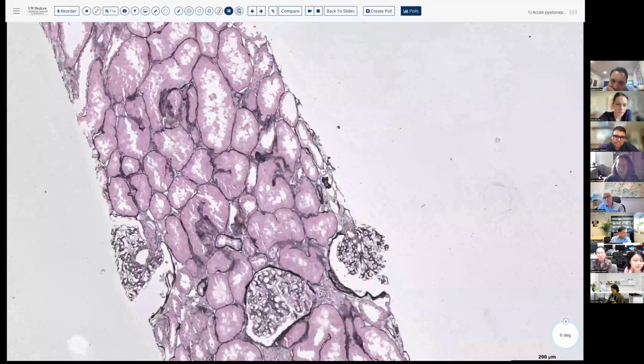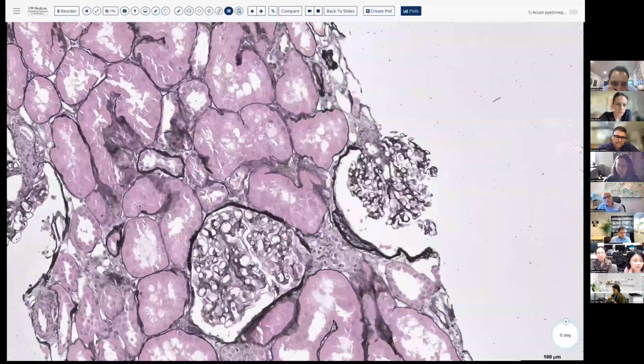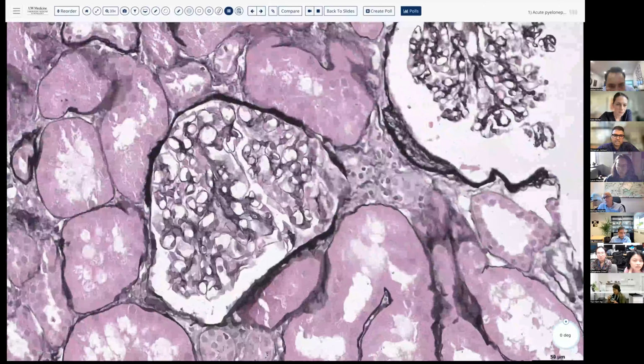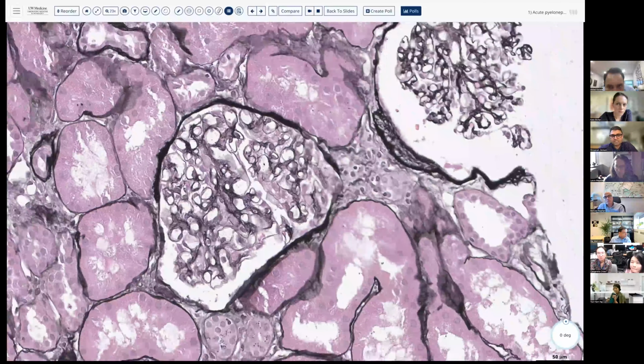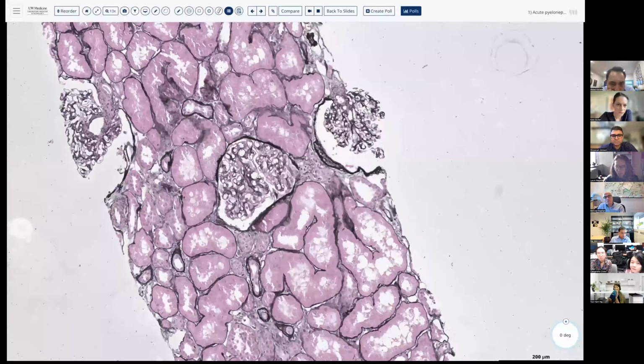Again, when we look at the glomeruli, they have delicate mesangial regions and patent capillary loops that show normal architecture. There isn't any thickening or duplication of these basement membranes. No inflammatory influx into the capillary loops.